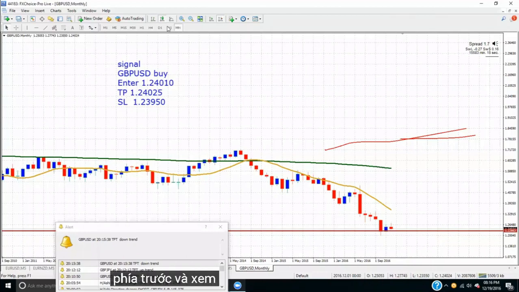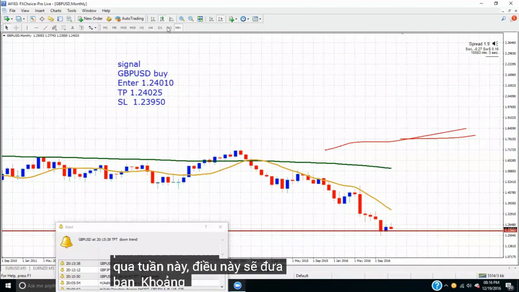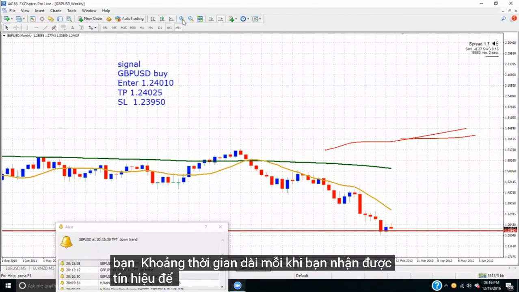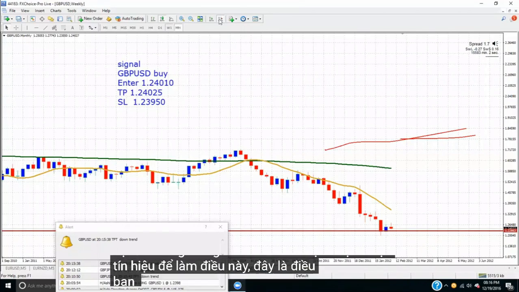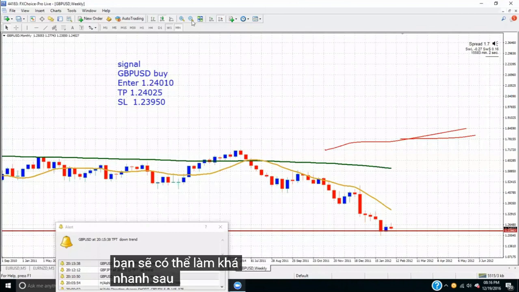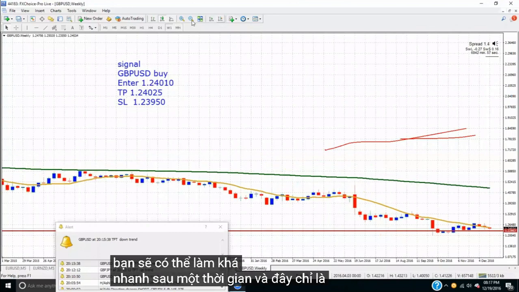So let's go ahead and take a look at the week. Now this isn't going to take you that long every time you get a signal to do this. This is something you're going to be able to do fairly quickly after a while. This is just a lot of talk right now.